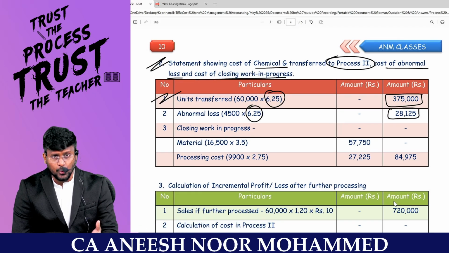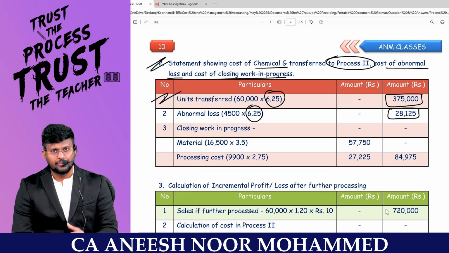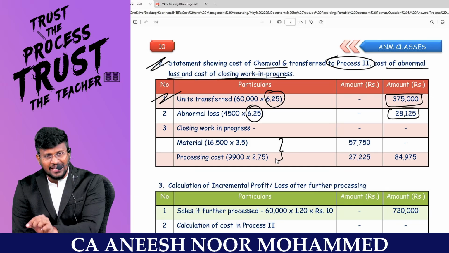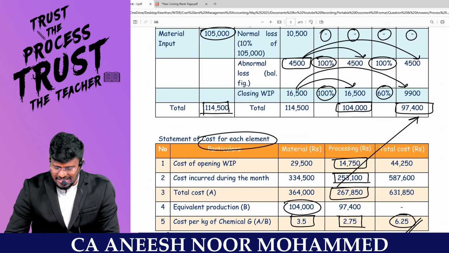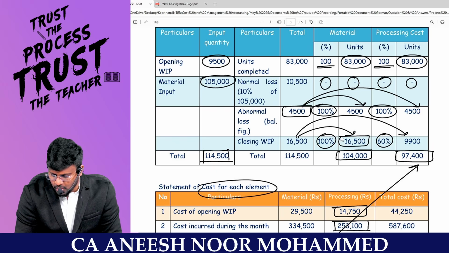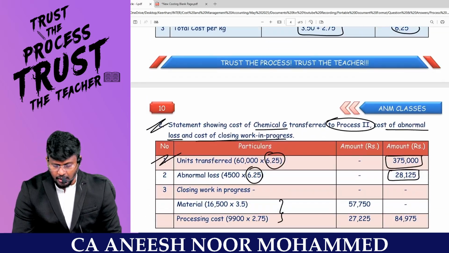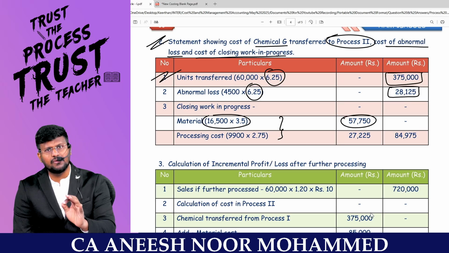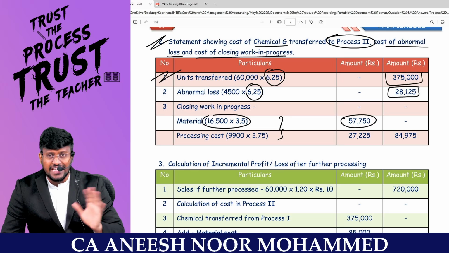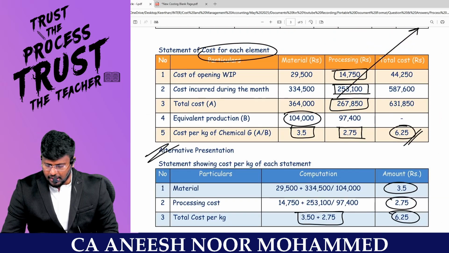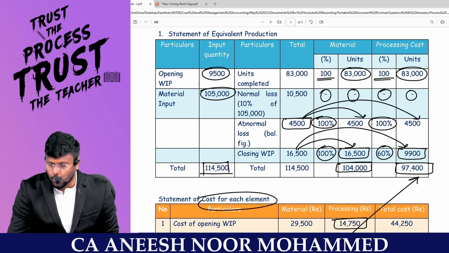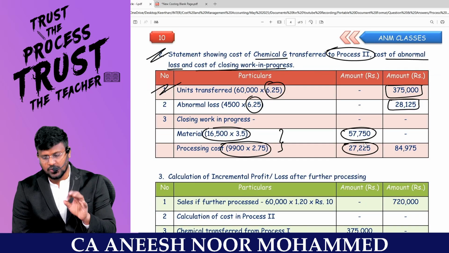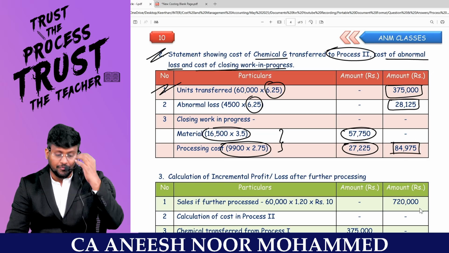So 4,500 into 6.25 comes to 28,125. Closing WIP means it has not been fully completed. So material, labor, overhead will be there. Here overhead is only represented as process cost. For material, the equivalent units for closing WIP is 16,500. You can take from here, my dear lovable students. For every completed unit, for material, 3.5 is the cost. So 16,500 into 3.5 comes to 57,750. Whereas for processing cost, the equivalent units is not 16,500. If you see, the equivalent units is 9,900. So 9,900 into 2.75 comes to 27,225.